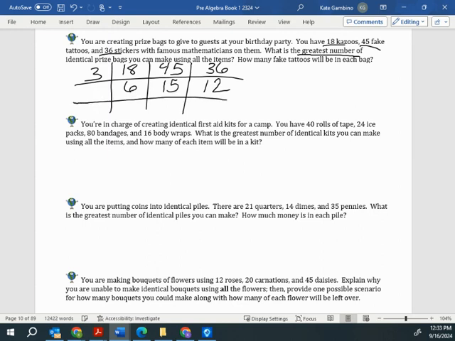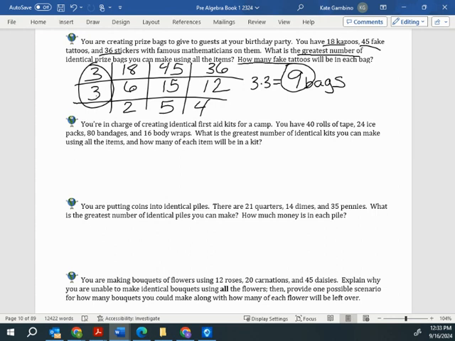What can I divide out of 6, 15, and 12? Hadley? 3. Another 3. 6 divided by 3 is 2. 15 divided by 3 is 5. 12 divided by 3 is 4. Can't pull anything more out of all three of those numbers. So if I multiply that 3 times 3, I get 9 is my greatest common factor. So 9 bags. That's how many identical bags there are.